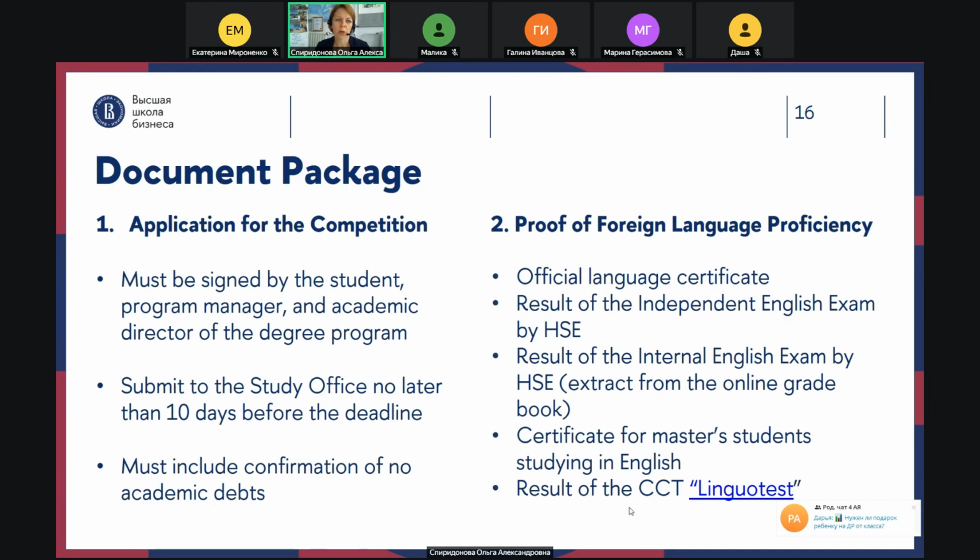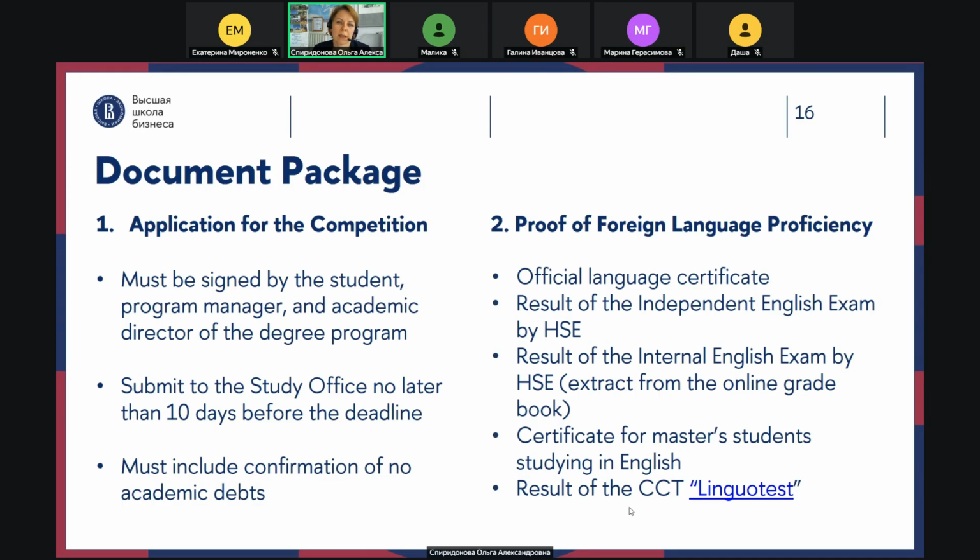So, let's talk about documents. First of all, the first document is an application for the competition. You can find the form on our website, and it should be signed by the student, also by the program manager and academic advisor.